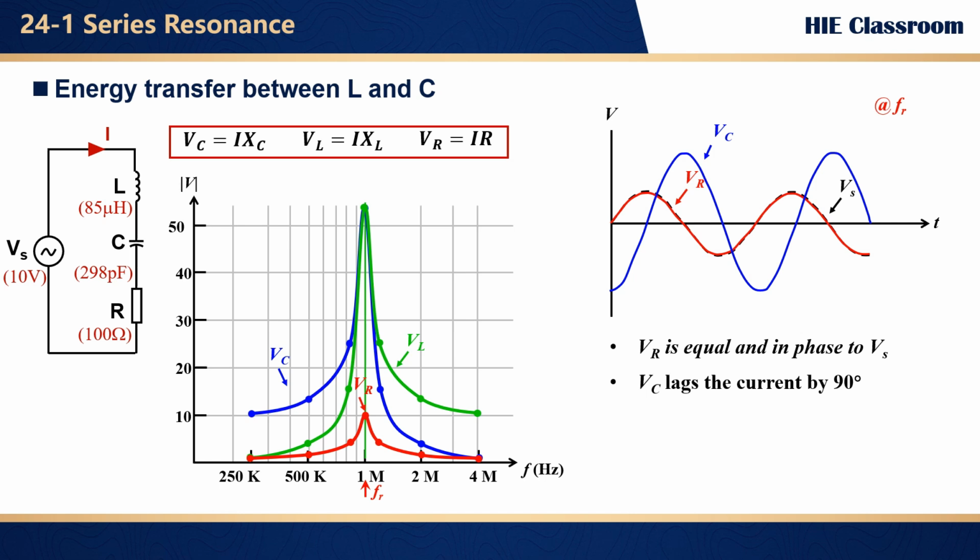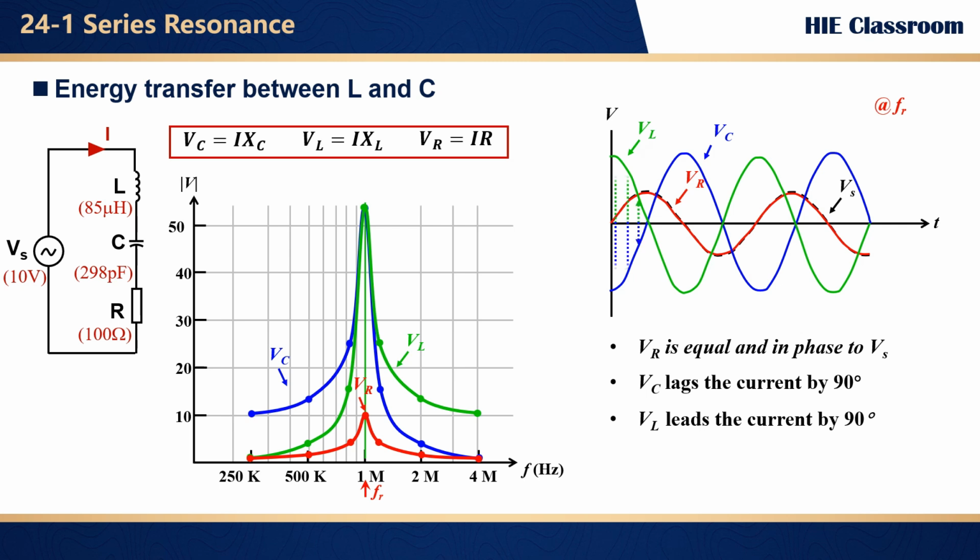But as we plot Vc, it lags behind Vs by 90 degrees. As we plot VL out here, VL is ahead of Vs by 90 degrees. When you see all these waves in action, it's pretty cool how they dance together. Let's take a close look.